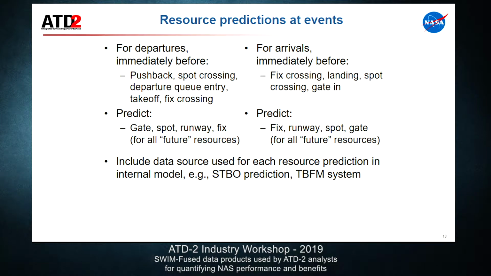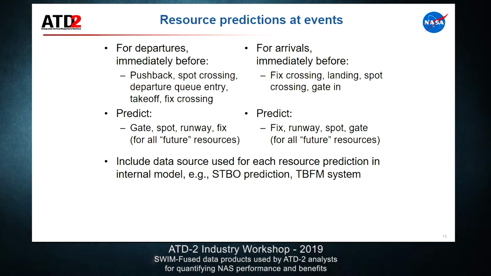Predictions at events. Obviously the system is making all kinds of predictions. That's how it's doing what it's doing, trying to predict what's going to happen and how best to respond to that. So at all kinds of events for the flight summary report, we want to say, what was predicted to happen when the flight pushed back? What was predicted to happen when the flight actually took off or landed?